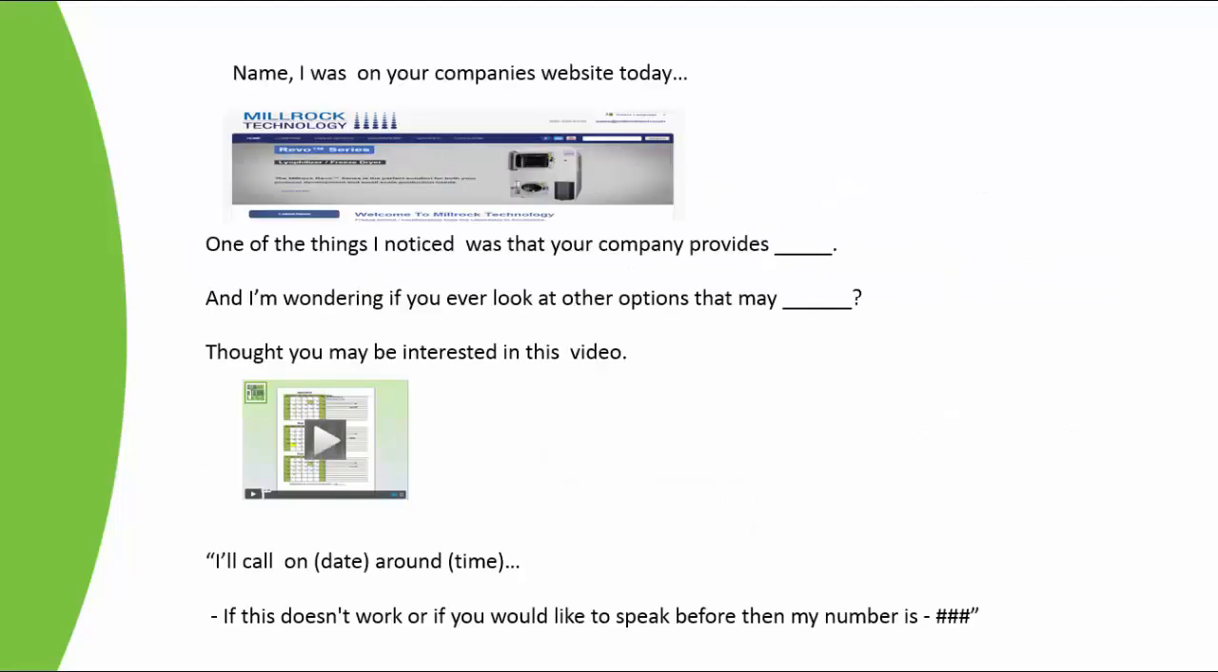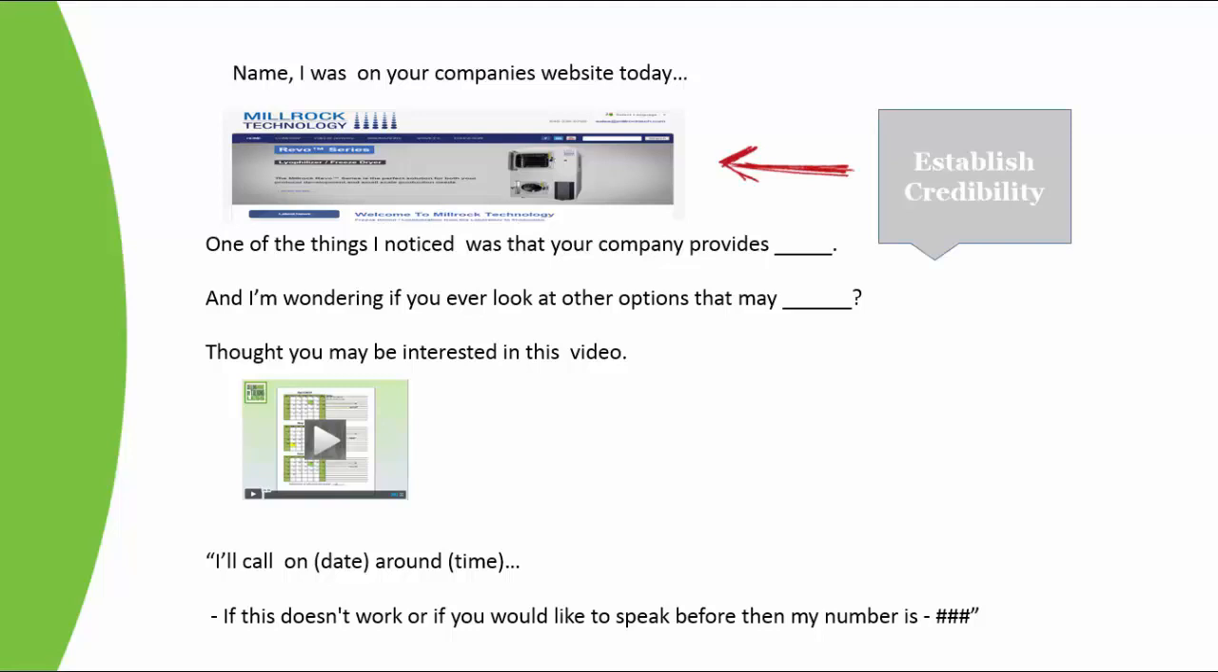Let's take a look at this entire email from beginning to end. Jim, I was on your company's website today. We've got a picture, links back to their site. One of the things I noticed is that your company provides freezers. And I'm wondering if you ever look at options that might include printing, financial services, insurance, whatever it is that you sell. Thought you might be interested in this video. Picture of the video that links to what it is you want them to watch. I'll call you on Tuesday around 2 o'clock, and if this doesn't work, or you'd like to speak before then, my number is.